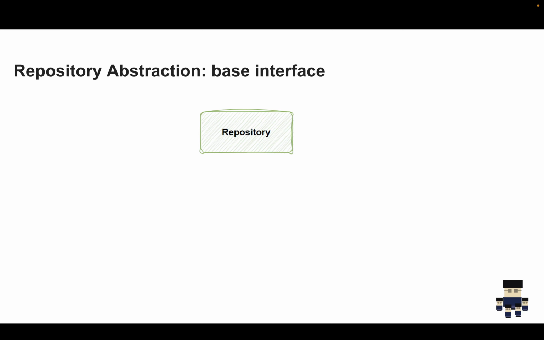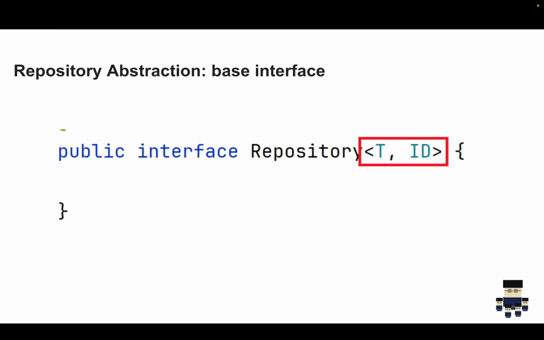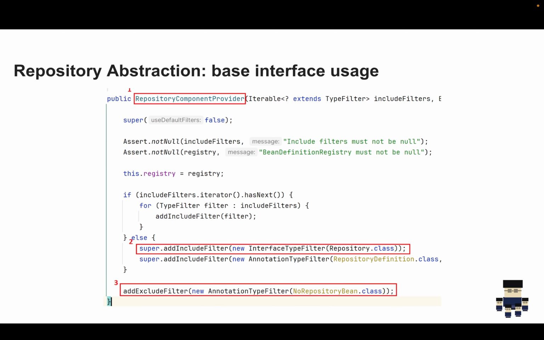That's exactly what we want to know about the repository abstraction. We have a repository interface which is just a container for holding the type of entity and the type of identifier of our entity. In the repository component provider, we search for all the implementations and extensions of the repository interface and add them as bean candidates. Besides that, here we also search for all the classes and interfaces marked as NoRepositoryBean and exclude them from bean candidates.